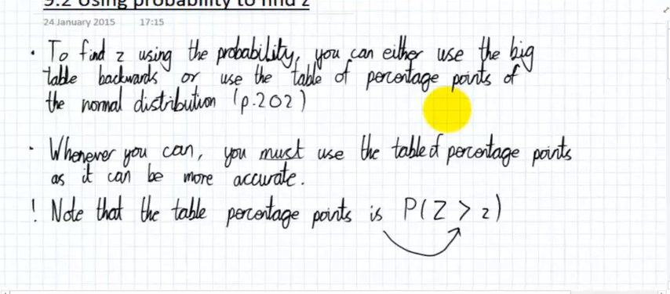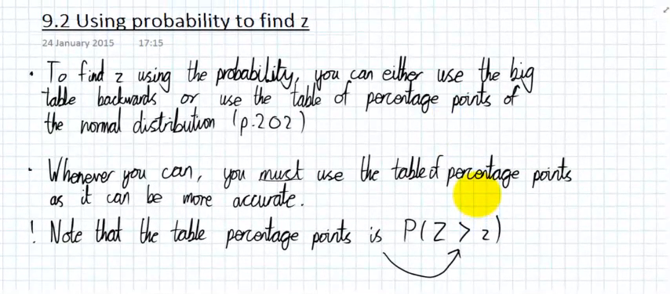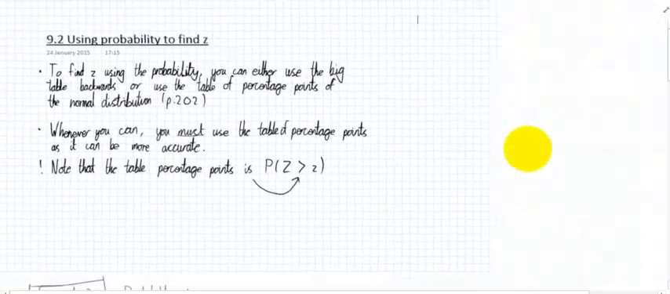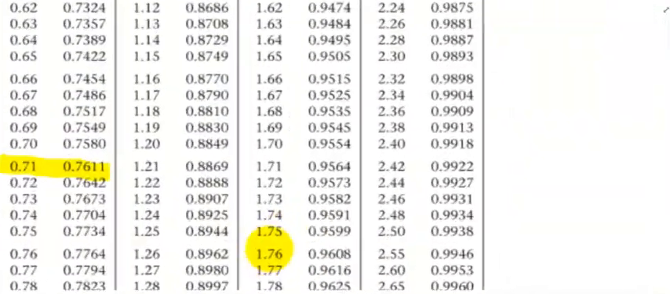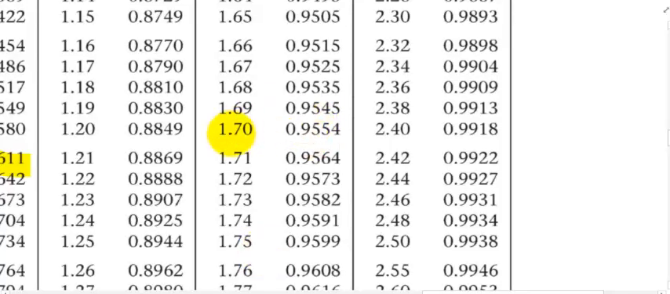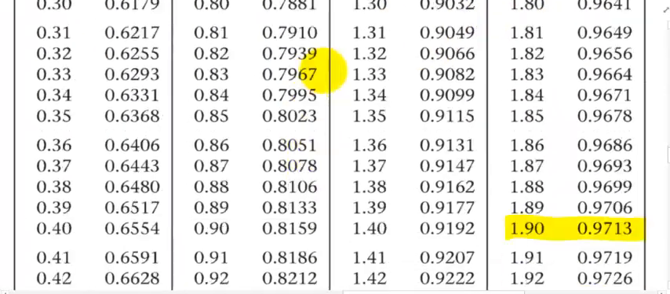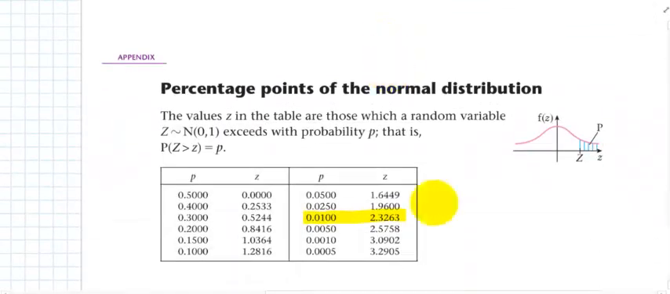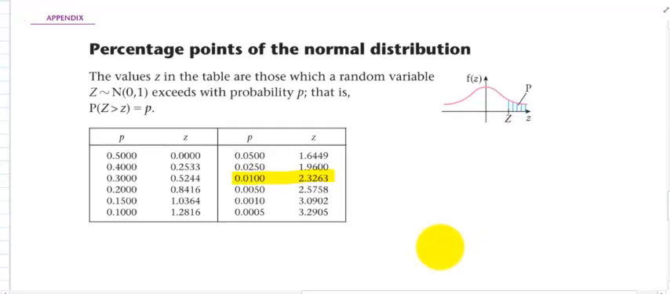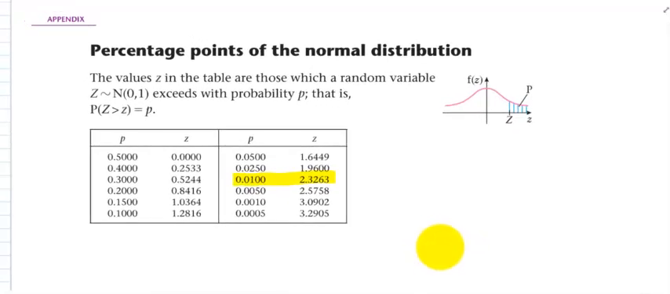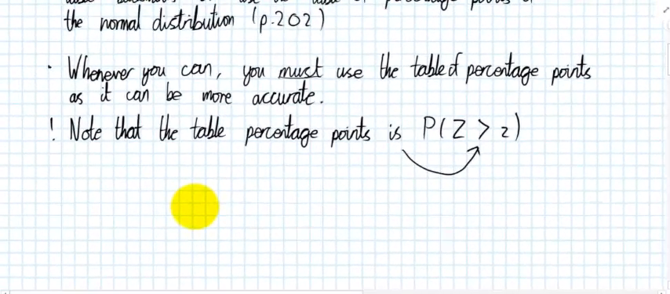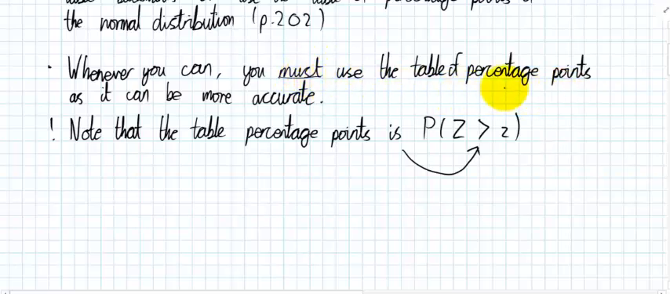To find Z using the probability, you can either use the big table backwards or use the table of percentage points of the normal distribution. So you can either use the table backwards, knowing the probability and working out what Z is, or you can use the table of percentage points, which is on the next page. And it looks something like this. Whenever you can, you must use the table of percentage points, as it can be more accurate.